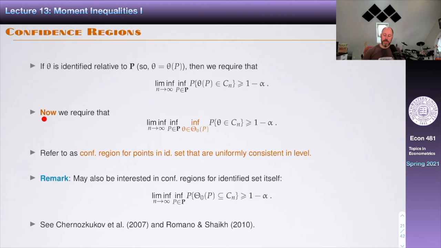So now we have the issue that this parameter may not be identified or point identified. So we need to make sure that this coverage holds for any point in the identified set, okay? And if we have a confidence region that satisfies this property, we say these are confidence regions for points in the identified set that are uniformly consistent in levels. Yes. And once you're good, you can say that entire sentence without breathing.